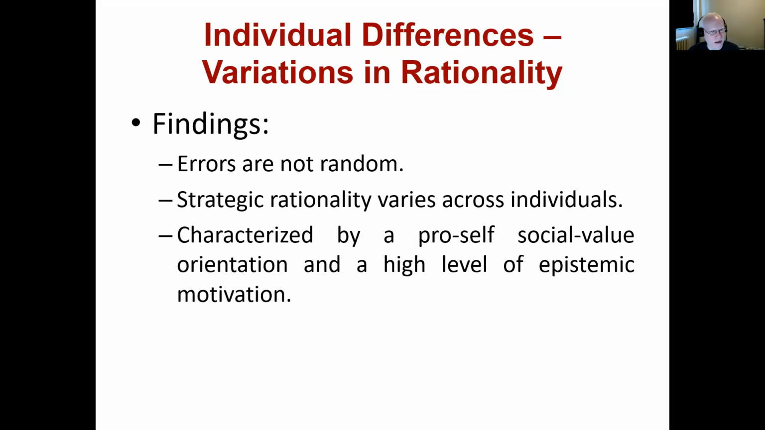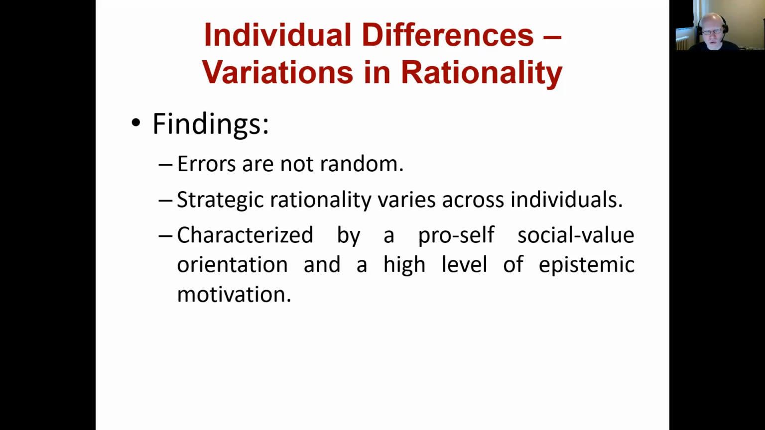And so what we find is that errors are not random. Errors were actually predictable. People did better in the games, or do better in life in the case study, and act more in accordance with the rational choice predictions, based on systematic characteristics. So rationality varies across individuals, and it's characterized by a pro-self social value orientation combined with a high level of epistemic motivation. The high level of epistemic motivation makes sense, right?